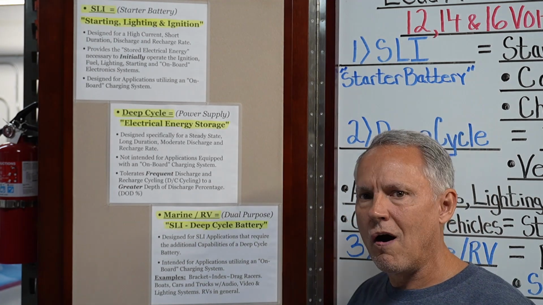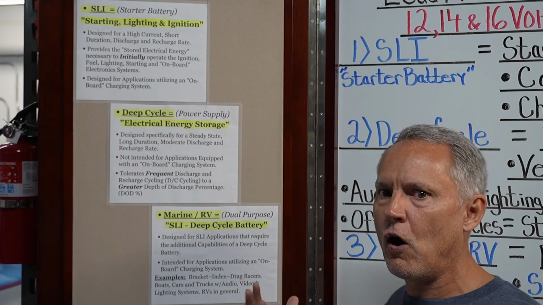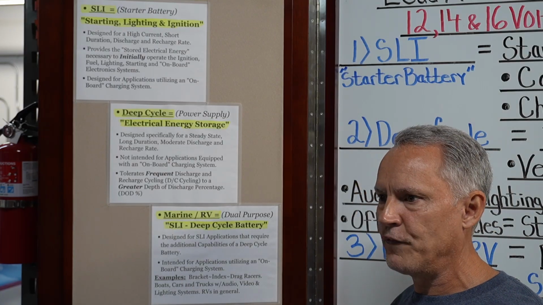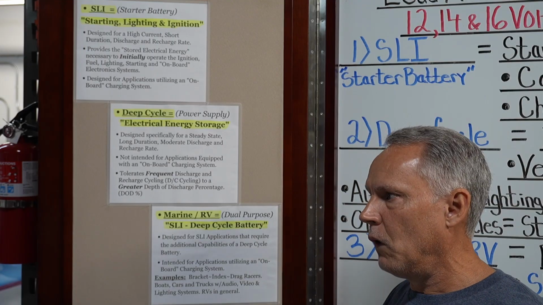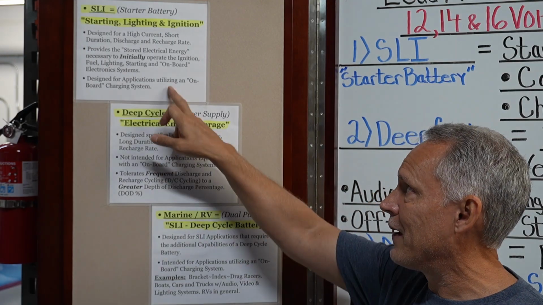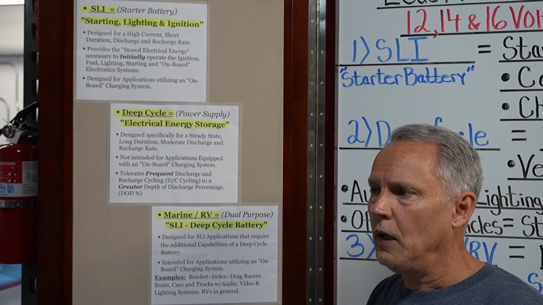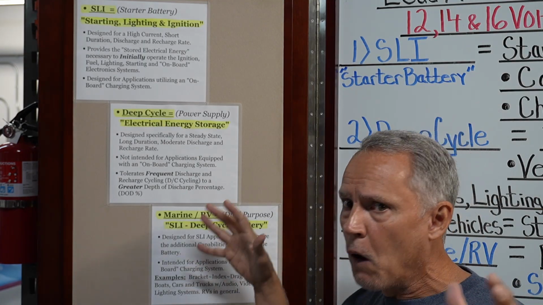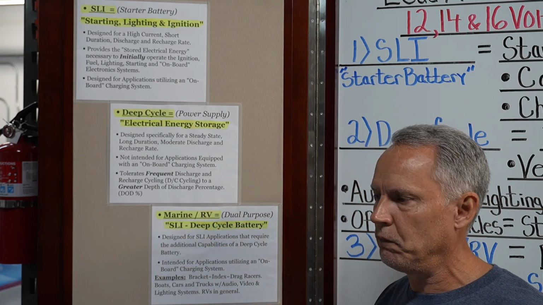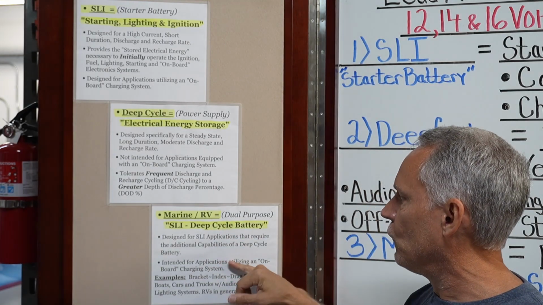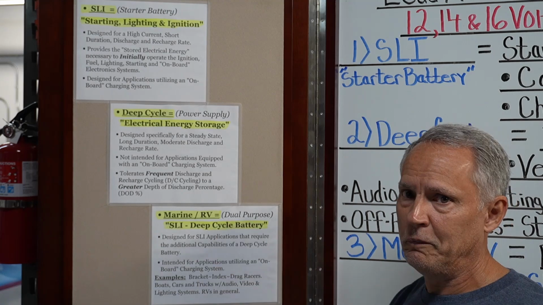Let's say you have a car or a truck with a big audio system in it, and you drive it to the car show or the car cruise, you shut the vehicle off and you power up your stereo for a while. Well, an SLI battery is not designed to do that, but a dual purpose battery could do it. If you have a very powerful audio system with huge amps, huge subwoofers and what have you, then this is not going to get the job done. You're going to want dedicated deep cycle batteries.